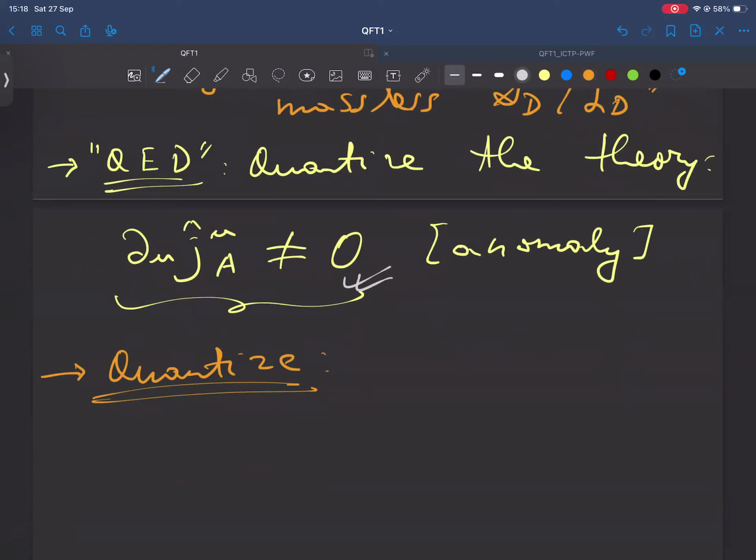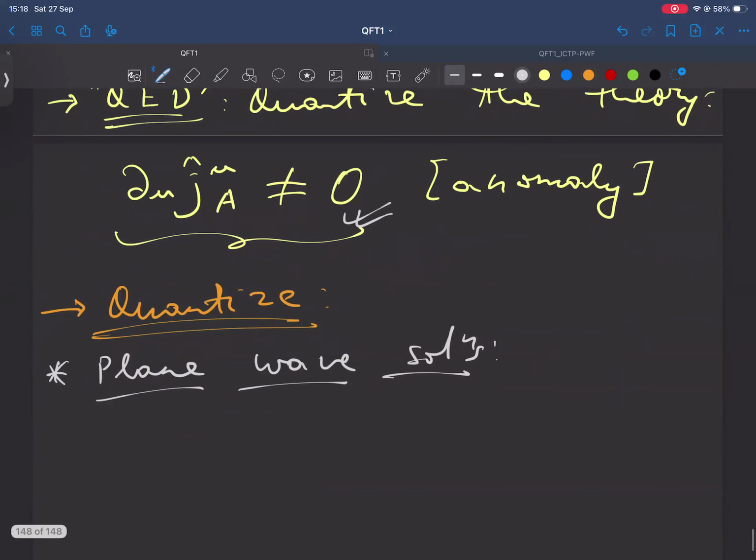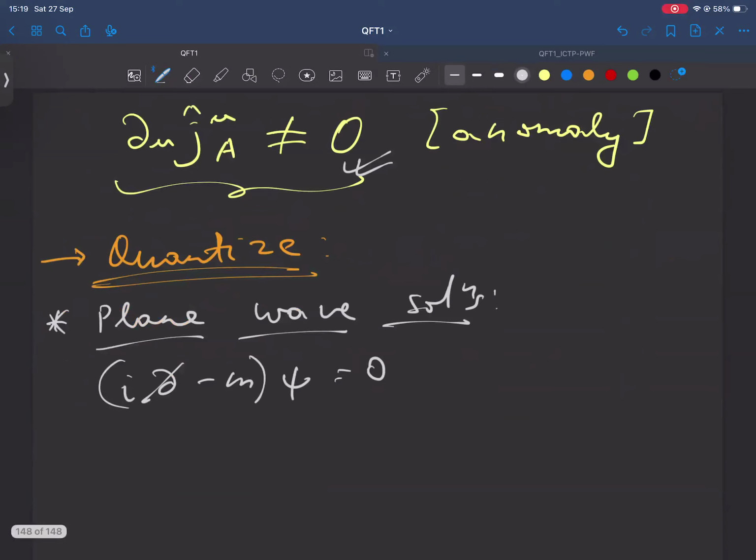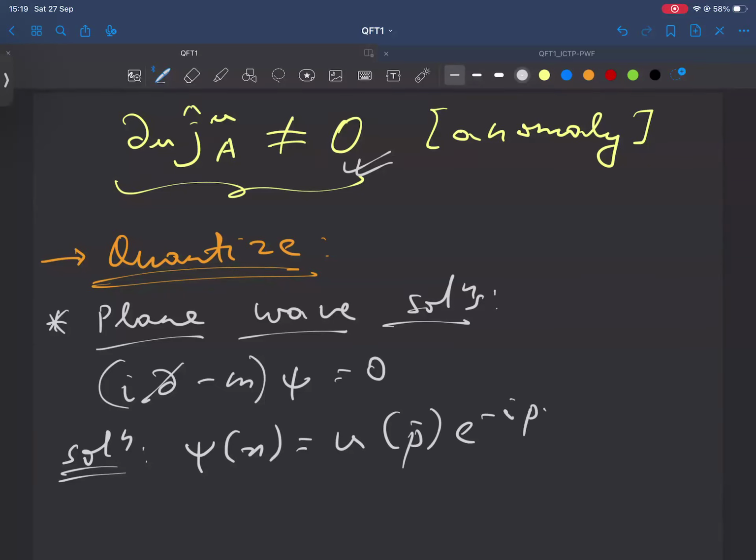For that, let's first look at plane wave solutions. We already looked at some plane wave solutions when we gave that helicity exercise. Note that the Dirac equation was just this. That was the Dirac equation. Now you can take a plane wave solution like this, psi of x, which we did already in the helicity example.